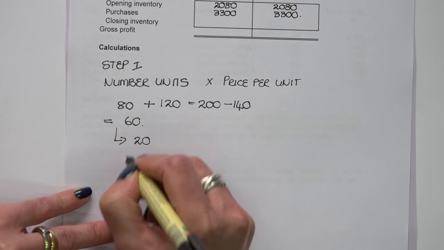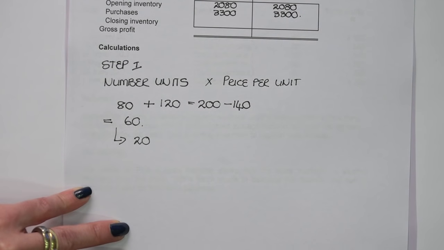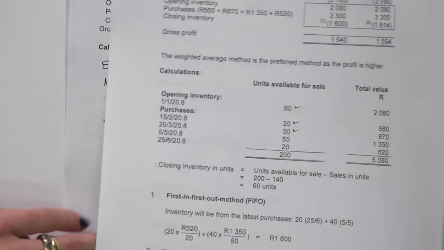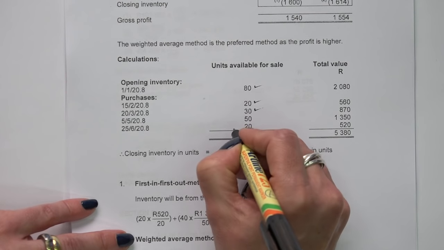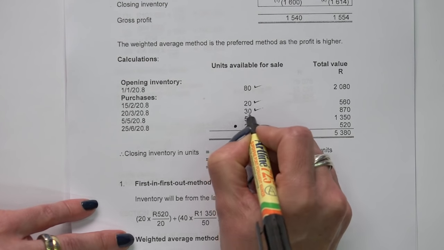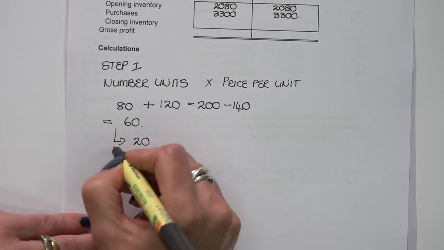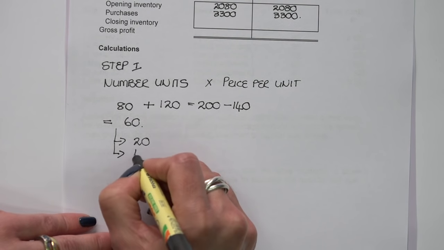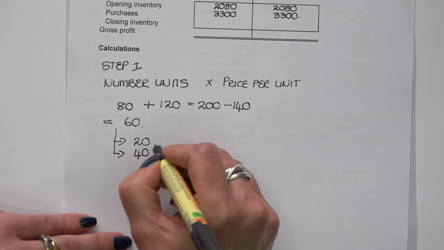20 units from the last batch. And then to get to the 60 units, I need another 40. That 40 will be taken from the second last batch. So I found the 20, and of that 50, I only need to take 40 units. So my 60 units consist of 20 from the last batch and 40 from the second last batch.